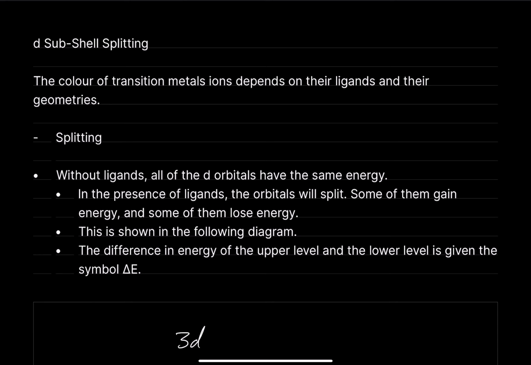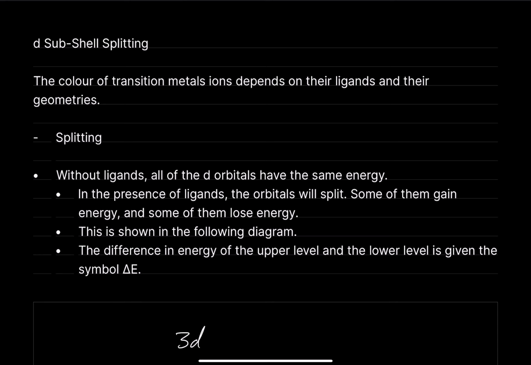So the color of transition metal ions depends on d-subshell splitting. The color of transition metal ions depends on their ligands and their geometries. So splitting: without ligands, all of the d orbitals have the same energy, and in the presence of ligands, the orbitals will split. Some of them gain energy and some of them lose energy. This is shown in the following diagram below, and I'll show you it. The difference in energy of the upper level and the lower level is given by the symbol delta E, right?